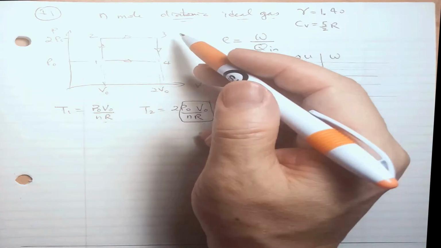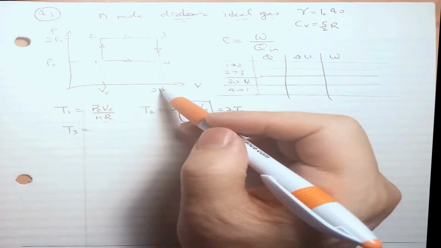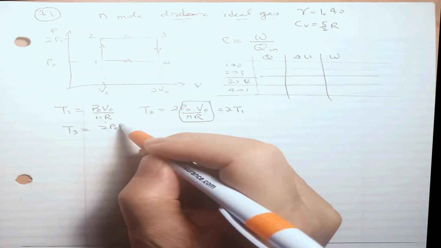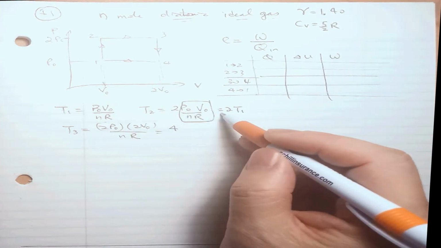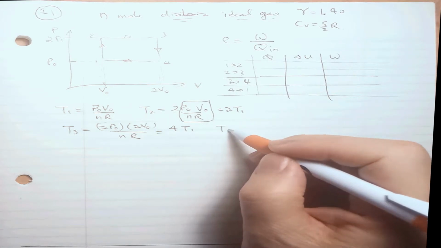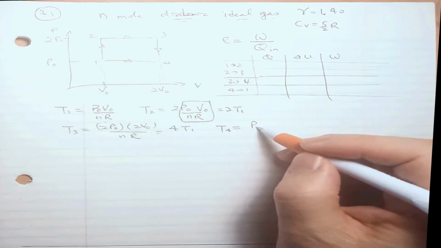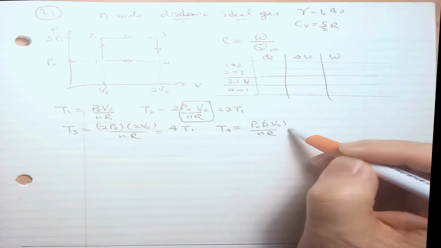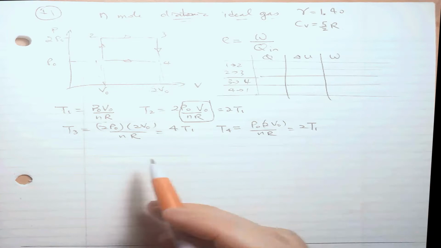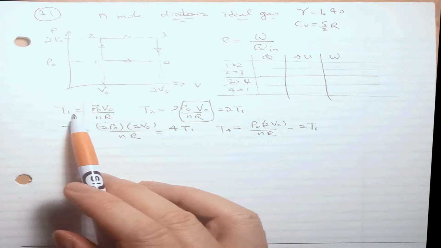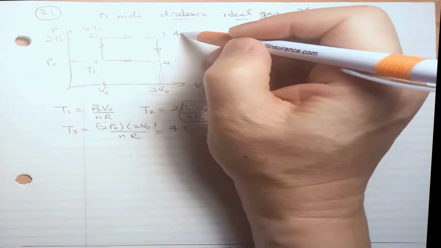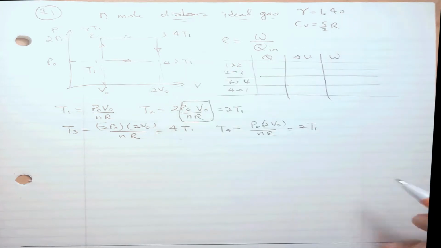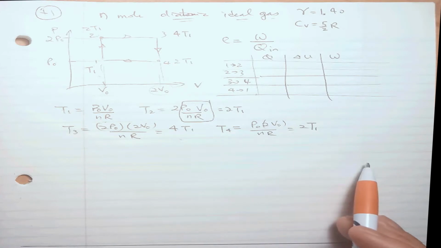Let's say what T3 is. T3 is P, which is 2P0, V is 2V0, over nR, which looks like 4P0V0 over nR, or 4T1. And T4, with pressure P0 and volume 2V0 over nR, is twice T1. So we can express all the temperatures in terms of T1. If this is T1, T2 is twice T1, T3 is 4 times T1, and T4 is 2 times T1. It looks like from here to here is actually isothermal. Anyway, we now know the temperature at each point.